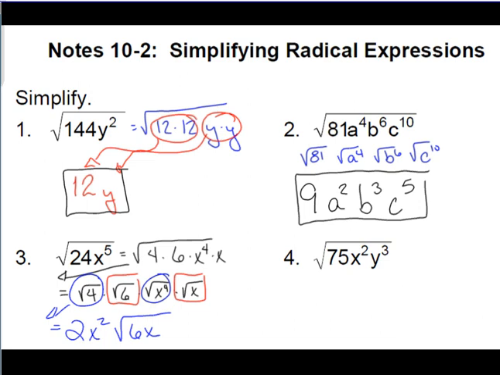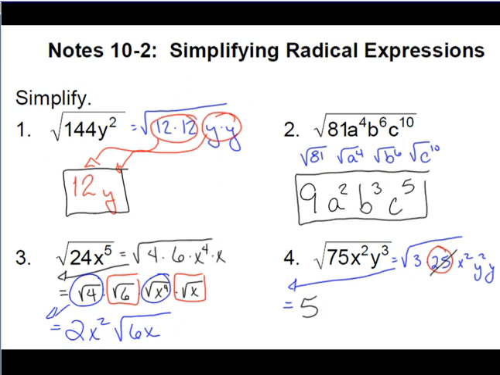Looking here at number 4, I can rewrite this thing as 3 times 25, because I know 25 is a perfect square and goes into 75 evenly, 3 times. I have my x squared, and then I have y squared and a y. So I go here and think about it and say, square root of 25 is 5, so I'm going to put a 5. This part's been taken care of.